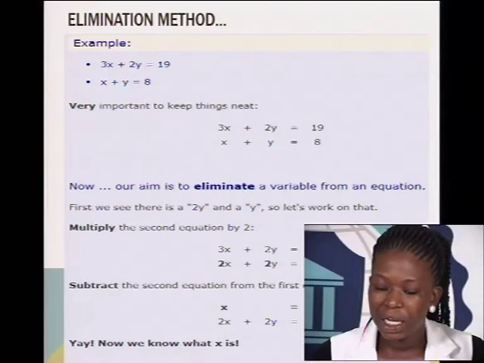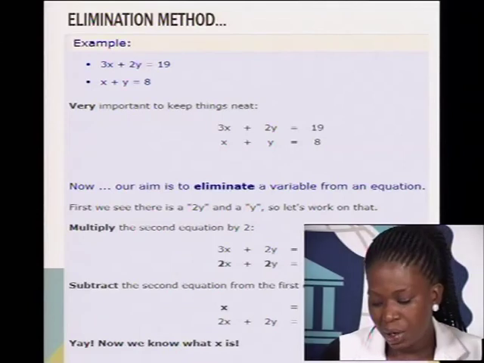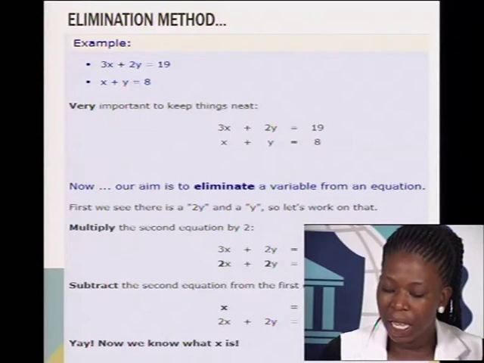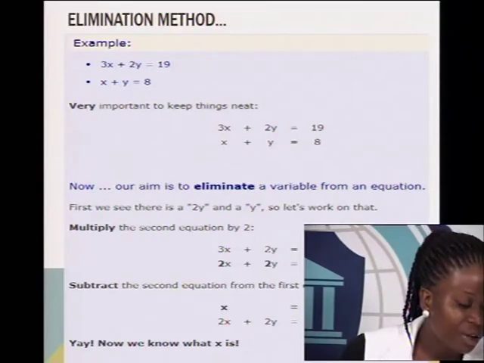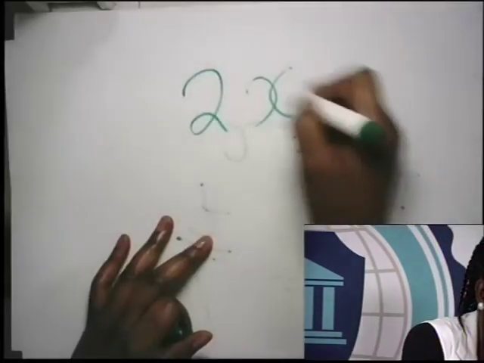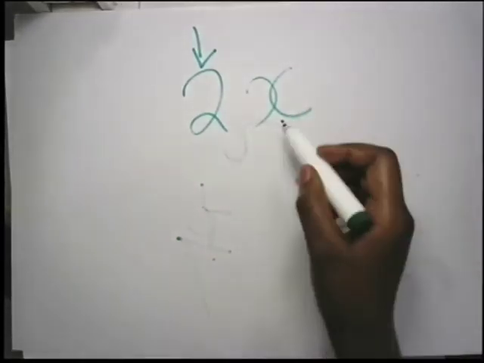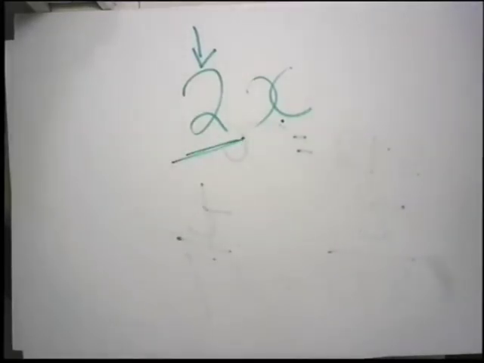Let's look at elimination. To eliminate means getting rid of something. So you decide if you want to get rid of x or you want to get rid of y. Now for you to get rid of either x or y, the coefficients, the values in front of the variable, matter. You have, let's say, 2x. This is a coefficient and this is the variable. If you want to get rid of x here, then this coefficient in the first equation and also in the second equation have to be the same.